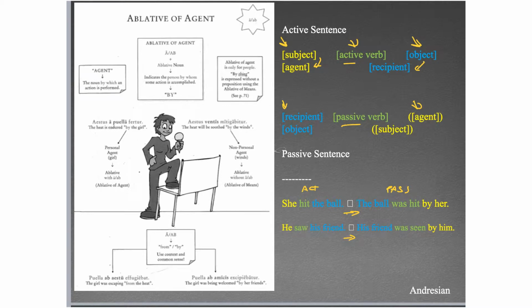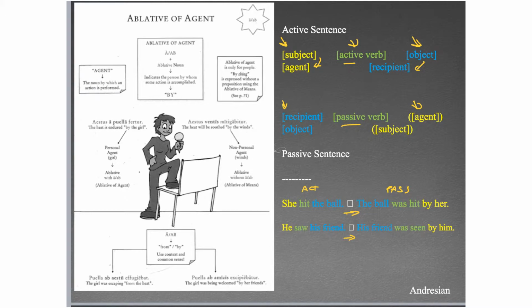And again, note that the agent is going to be optional. So I can say as a full sentence, the ball was hit. I can say as a full sentence, his friend was seen. If I want to add an agent, a doer, then I can add in that optional ablative of agent.